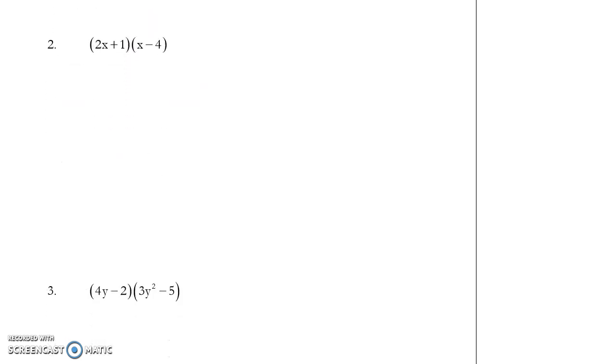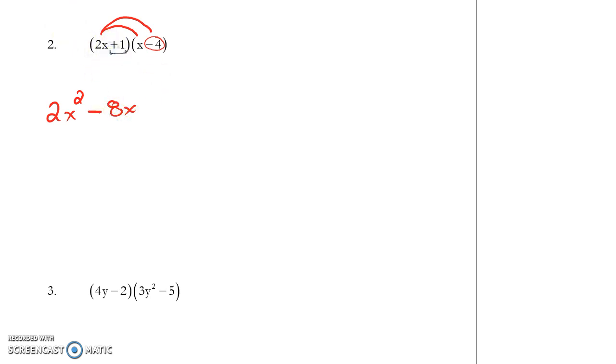For number 2, the process is identical. We're not going to ask you to do anything different, but what you have to be careful of is this is a negative term. So when I distribute, 2x times x is going to give me 2x squared. But 2x times 4, it's actually 2x times negative 4. So I'm going to have a minus 8x, because the 2 is positive, the 4 is negative. So the sign here is what's going to be tricky, and you have to be really careful with this stuff.